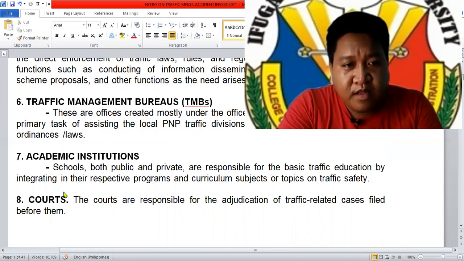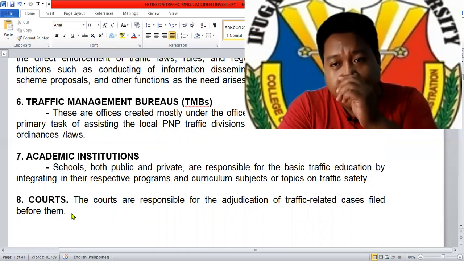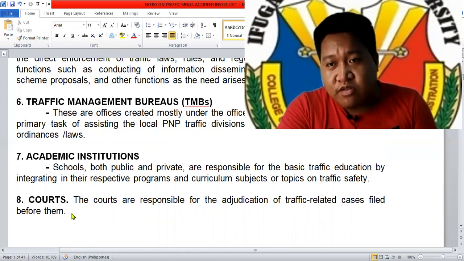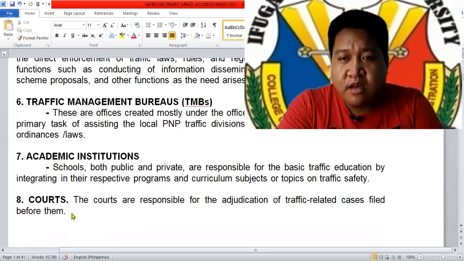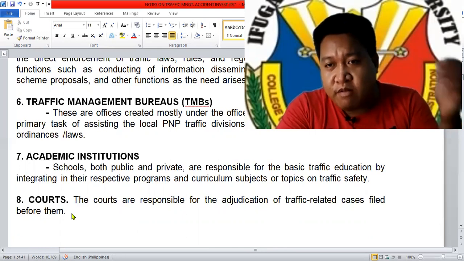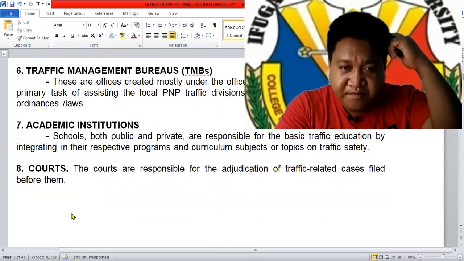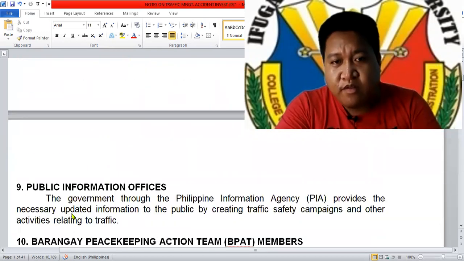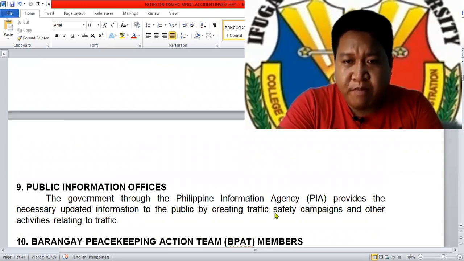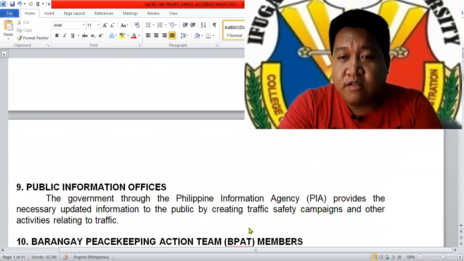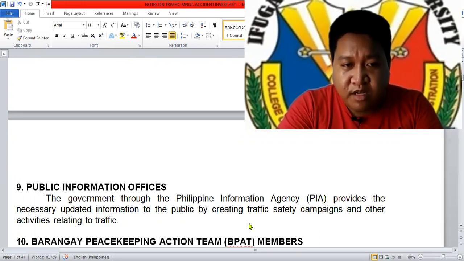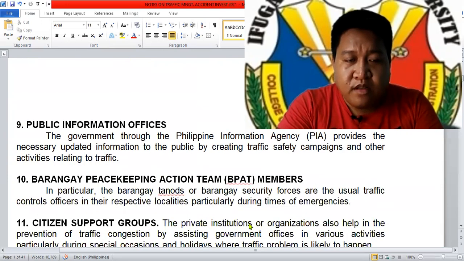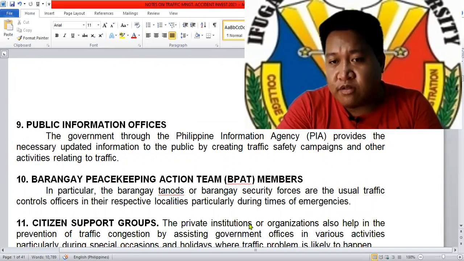Private or public. Then courts, of course, because when it comes to violations of traffic rules and regulations, the court may have the power to decide whether there is a violation or not. Okay. And the Public Information Office or the PIOs, the PIA, we have that agency. They can also relay traffic rules and regulations for purposes of information dissemination. And also the barangay, in particular the BPAT or the Barangay Peacekeeping Action Team members.